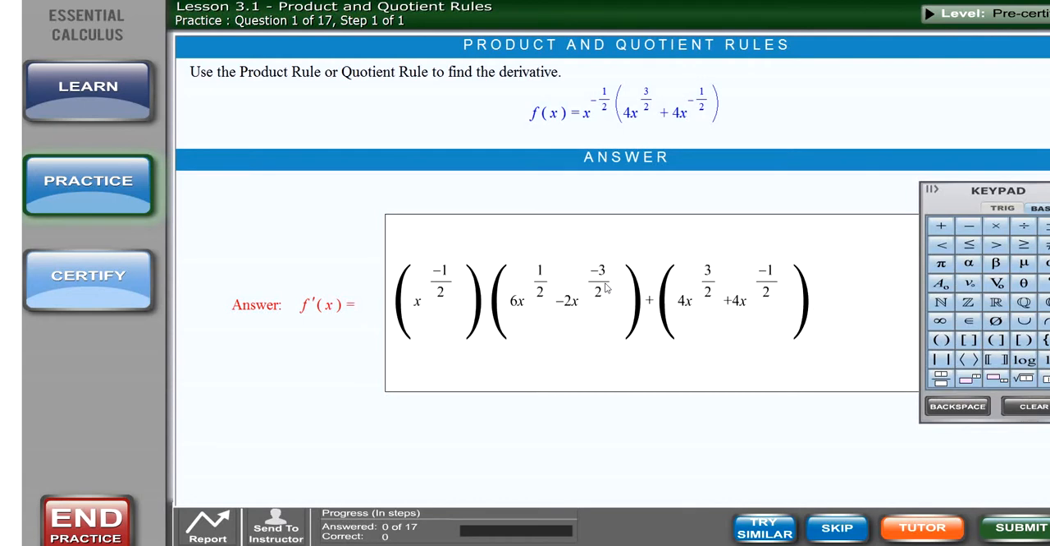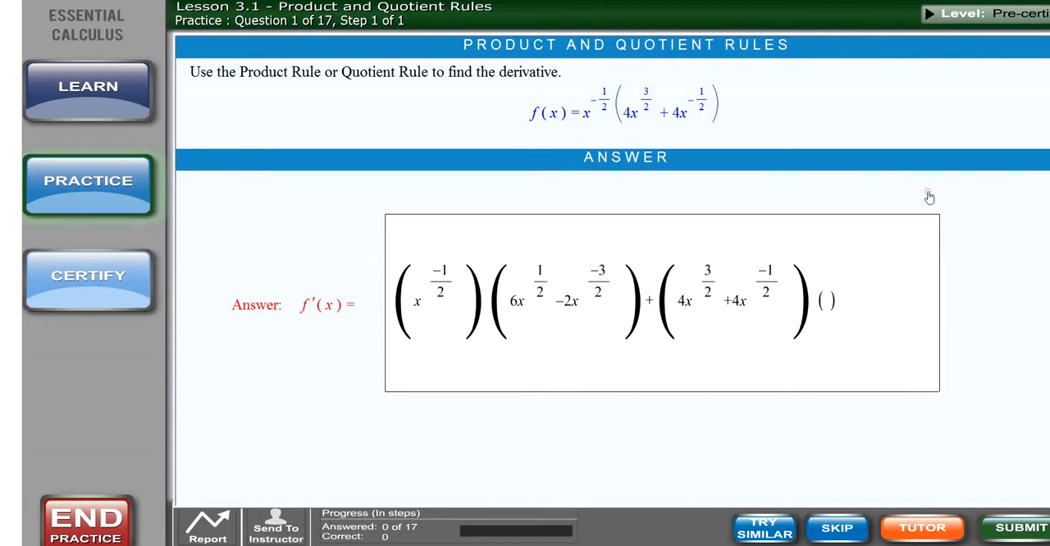times negative 1/2 x to the negative 3/2. Okay, so that's exactly what I had written out on the other screen. Do not simplify. Go ahead and hit submit.